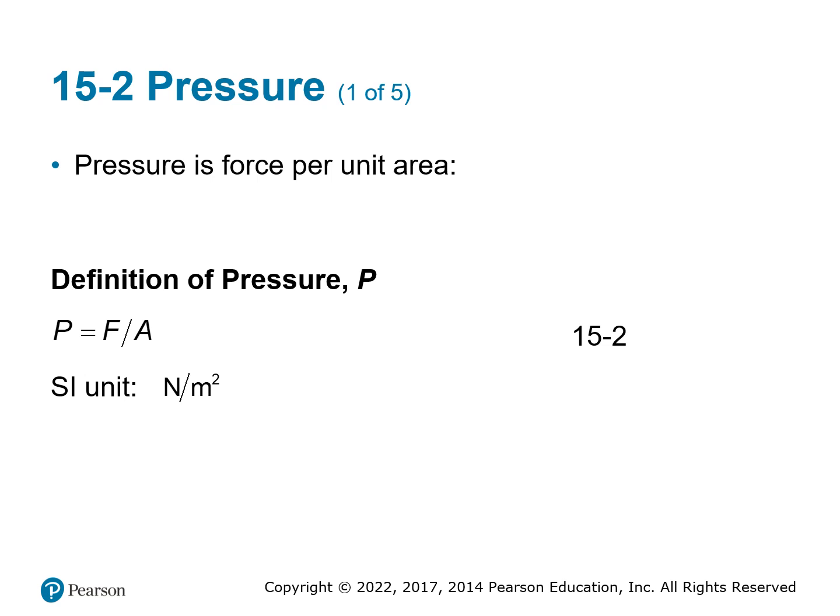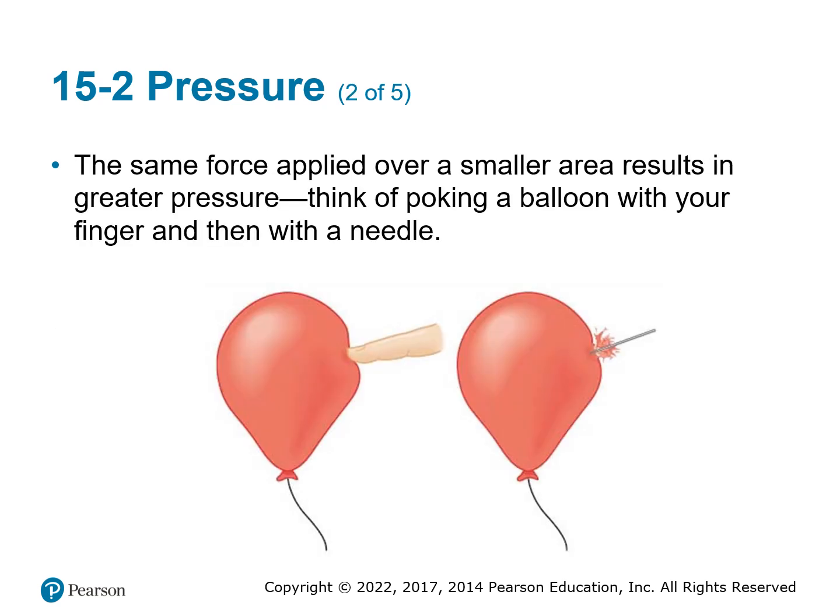Pressure is a measure of force per unit area. So P is going to be pressure, and it's going to be the force divided by the area, measured in newtons per meter squared. So if you have the same force applied over a smaller area, you're going to have a greater pressure. The smaller the area, the more pressure it's going to have.